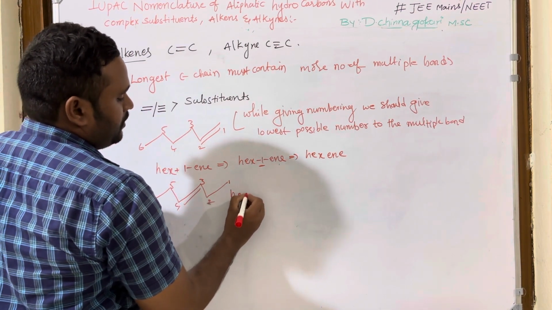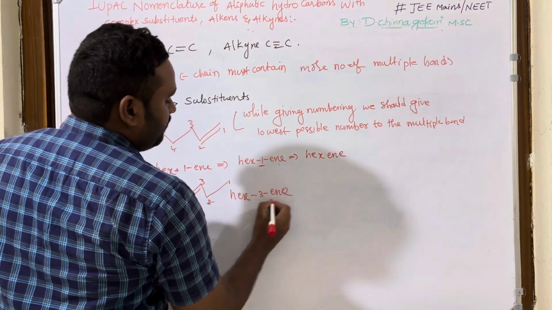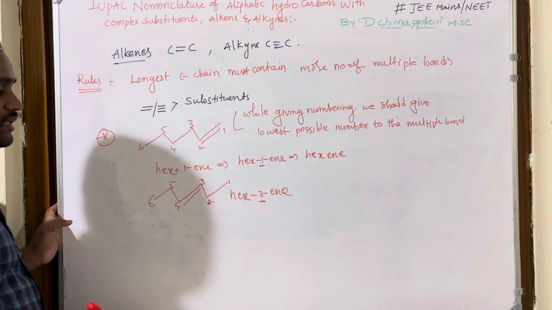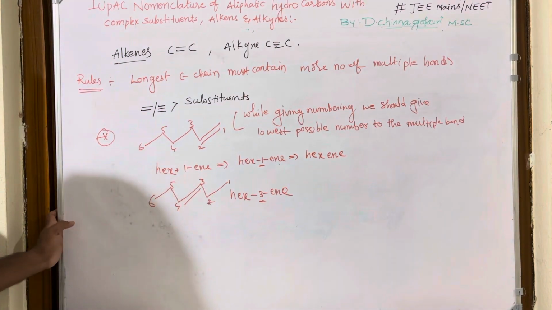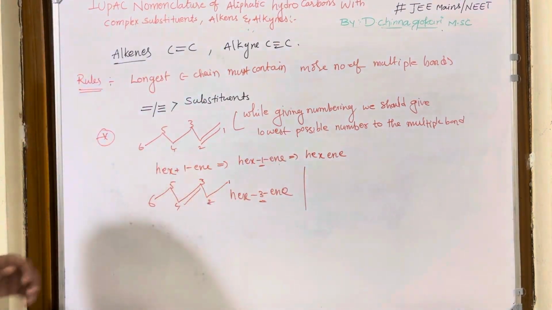So now what is the name of this compound? Hex. What is the position of the multiple bond? 3. Here we must write the 3, we should represent the position of the double bond. Okay, next let us take one more example.